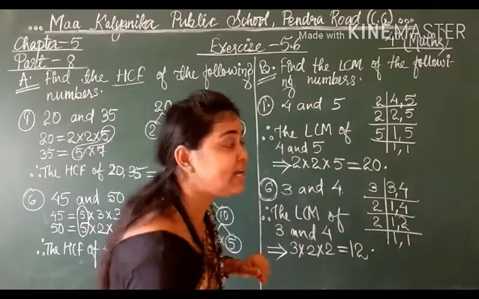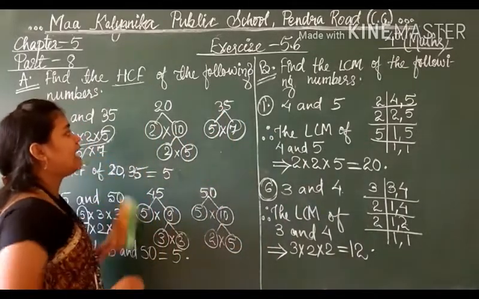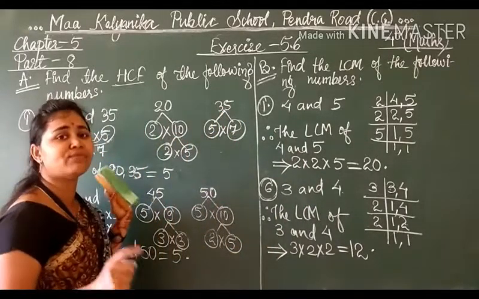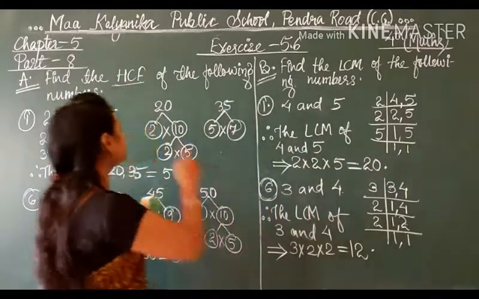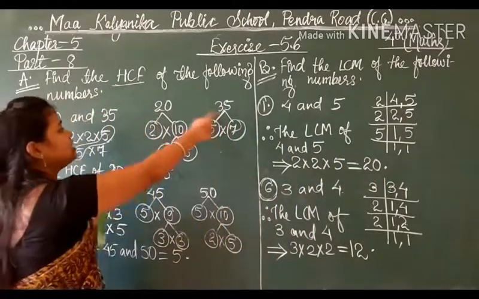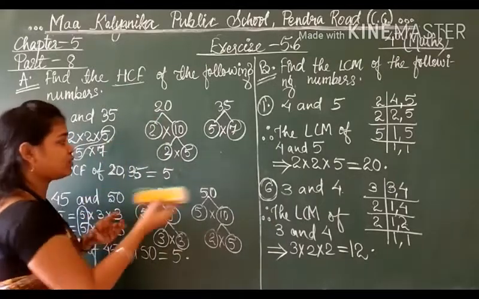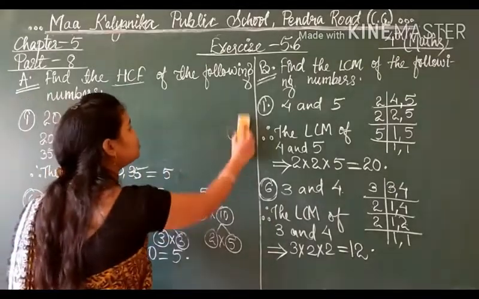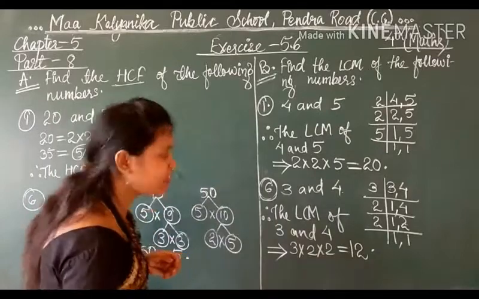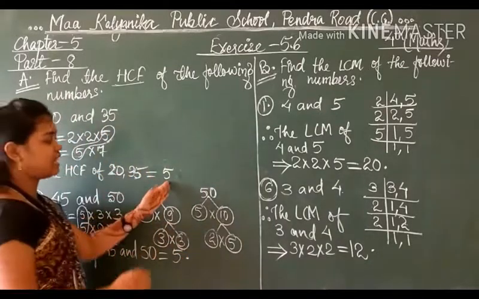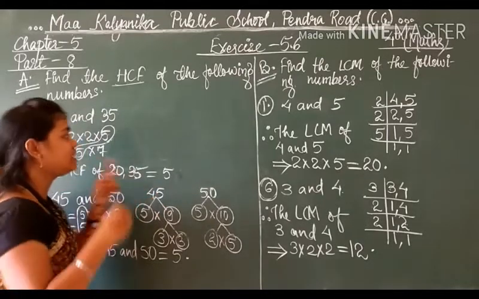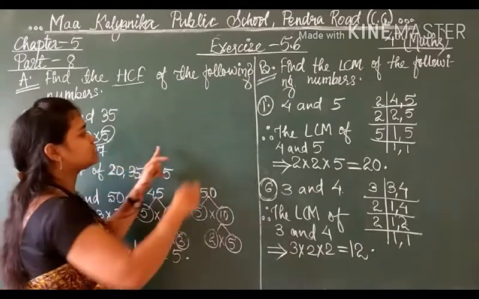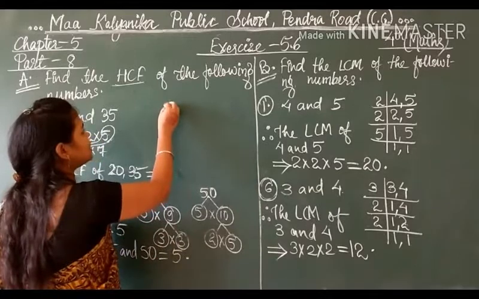One more thing, students, about question number 1. We did this by the factor tree method. The same short division we can use separately for these two numbers to solve this question. So I am showing you this once again. Be careful. The answer will be the same, because the HCF of 20 and 35 is 5 only. But one more method you can use instead of the factor tree method is the short division method.